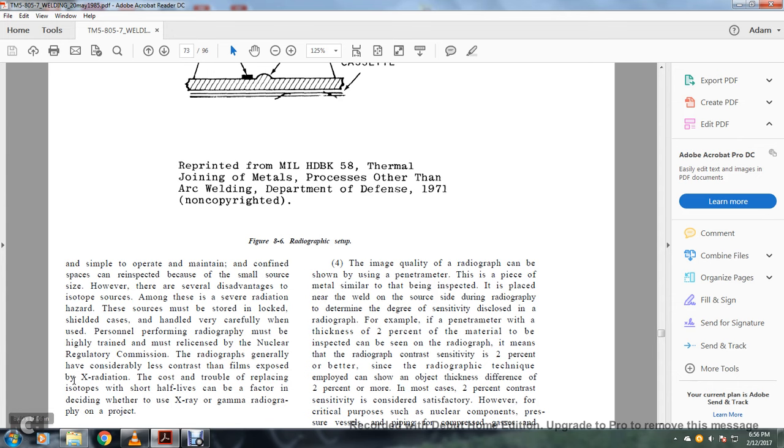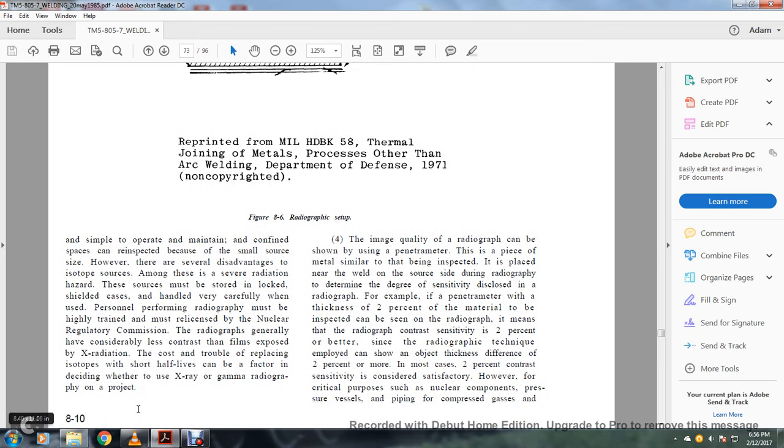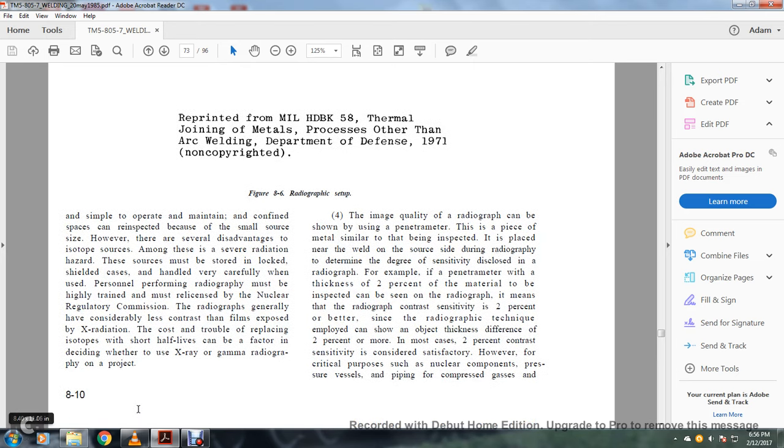The cost and trouble of replacing isotopes with short half-lives can be factored in when deciding whether to use X-ray or gamma radiography on a project.